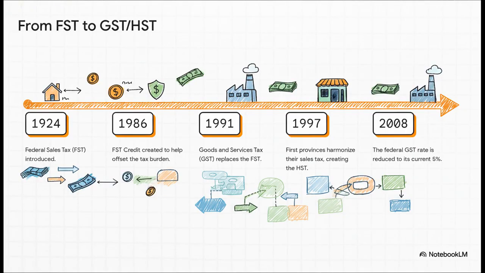Now, this system didn't just appear out of nowhere. For decades, Canada had something called the Federal Sales Tax, or FST, which was brought in way back in 1924. The biggest problem with the FST was that it created a tax-on-a-tax situation. It was hidden inside the price of goods, which made Canadian products more expensive and less competitive internationally. So in 1991, a massive change happened. The old FST was completely scrapped and replaced with the much more transparent 7% GST. A few years later, some provinces blended their sales tax with the GST to create the HST, and eventually the federal rate was lowered to the 5% we see today.